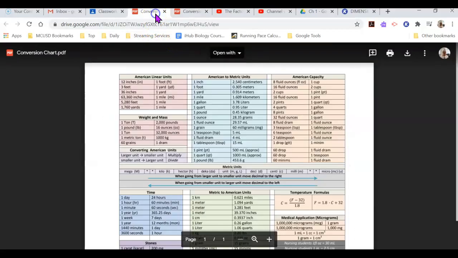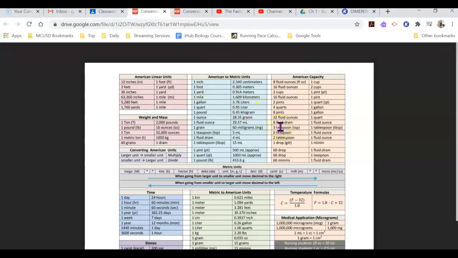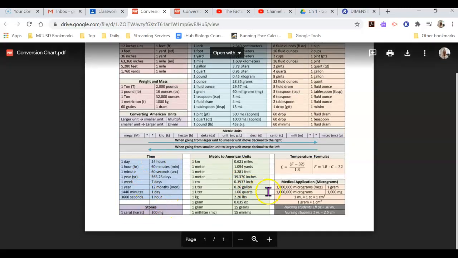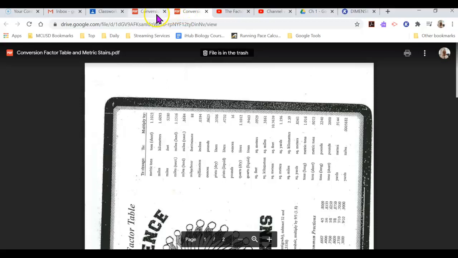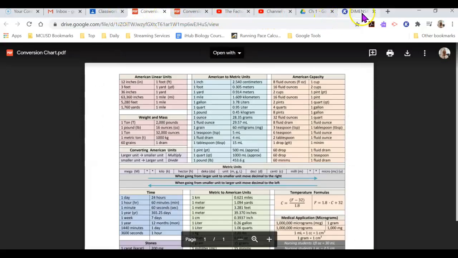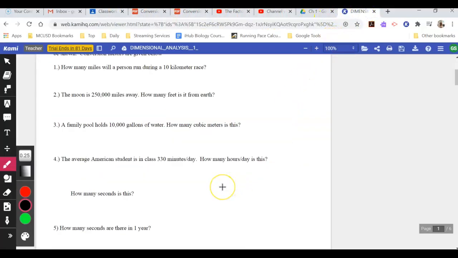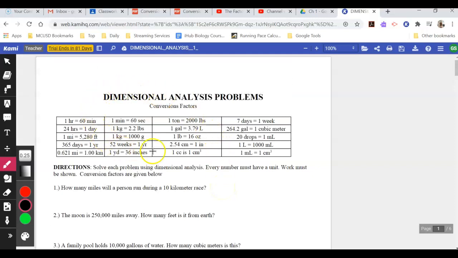Another clean version I found back in May is this one here that has a lot of good information. Here's, again, your metric stair step right here, and they give you some information there. And then again, you've got some really good conversions right there. In the work that you're going to be doing for me today, every conversion you would need would be right here.